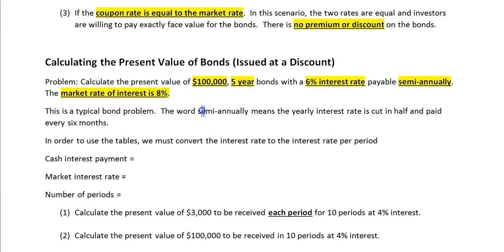First of all, the word semi-annually just means that we're going to cut the yearly interest rate in half. So semi-annually, just think it means every 6 months.